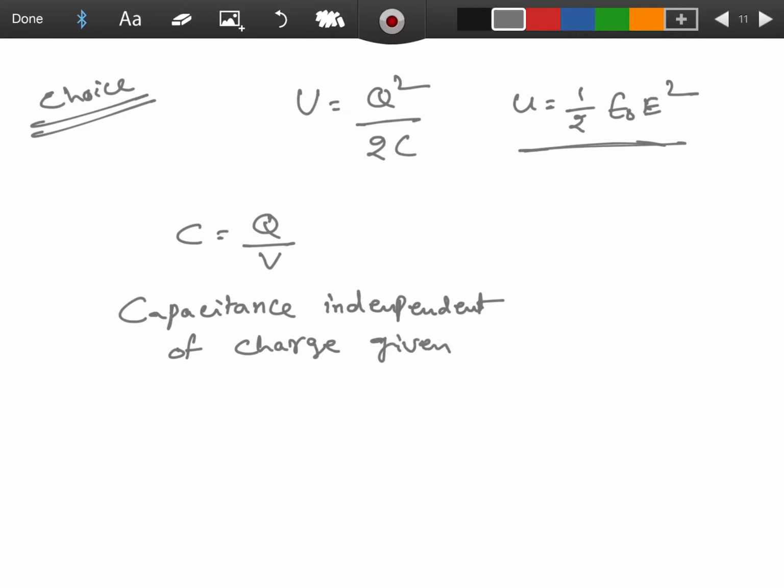See students, be patient and go through all the problems that I explained. C equal to Q by V, the capacitance of the capacitor is independent of the charge given to it. Then whatever charge you give, capacitance will be fixed. That means C won't change with Q. Then the graph will be like this. And there is one more question they're asking.